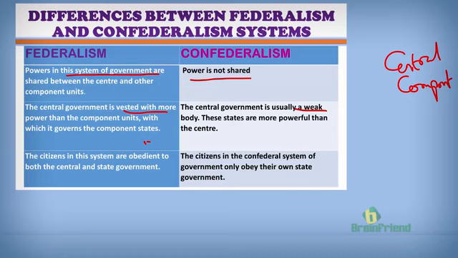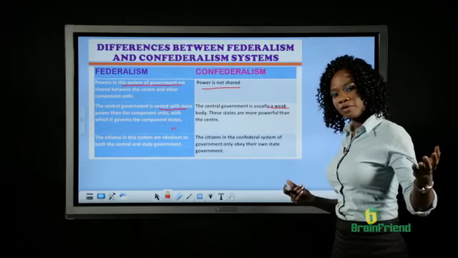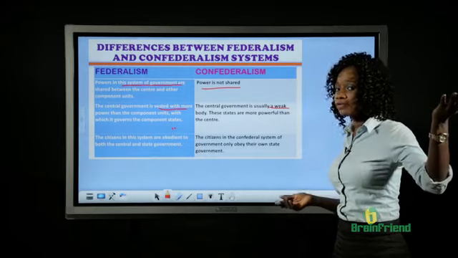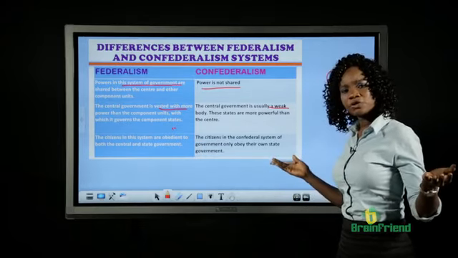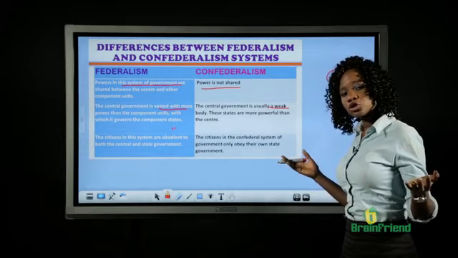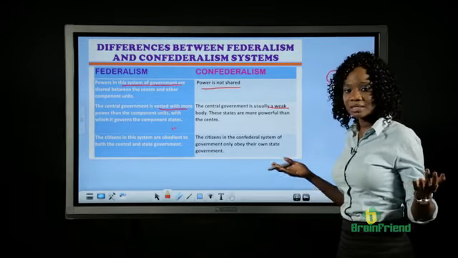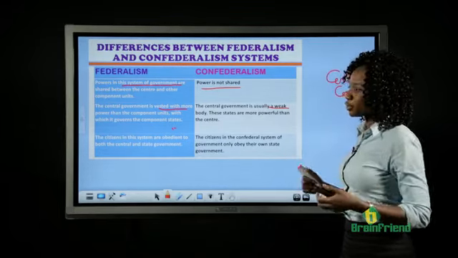And so we can say the difference is that in the federal system of government, the central government is so powerful, whereas in the confederal system of government, the central government is very weak, while the component states are very powerful.